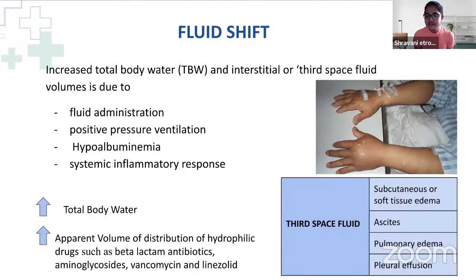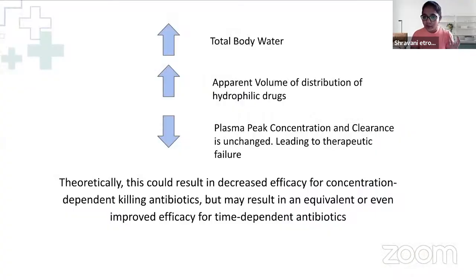So if there is a fluid shift in such patients, there is an increase in total body water and also in the apparent volume of distribution of hydrophilic drugs such as beta-lactam antibiotics, aminoglycosides, vancomycin, and linezolid. So if the total body water is increased, the apparent volume of distribution of hydrophilic drugs is increased, which means that the peak plasma concentration is decreased and the clearance obviously remains unchanged. If the peak plasma concentration is decreased, it can lead to therapeutic failure.